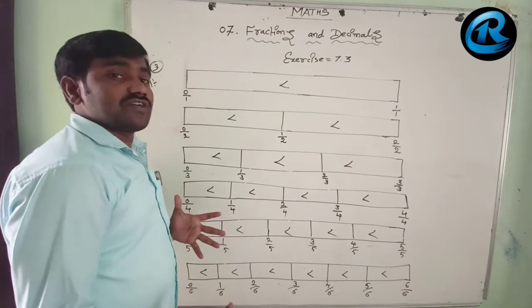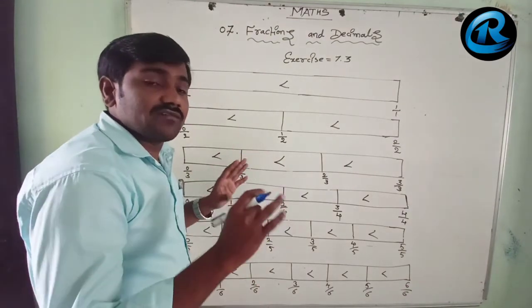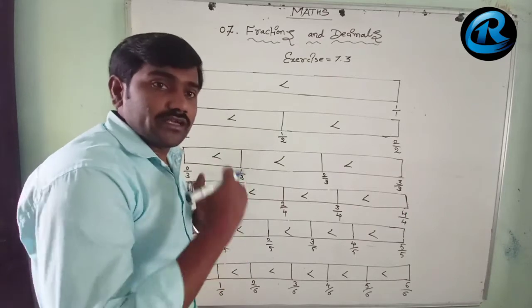What did you understand from this? If denominators are same, if denominators are equal, we have to compare the numerators.